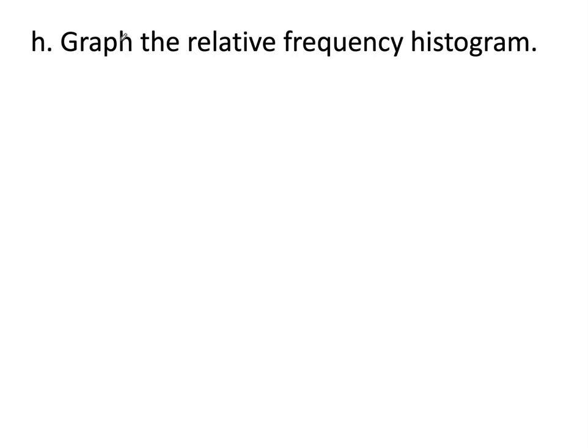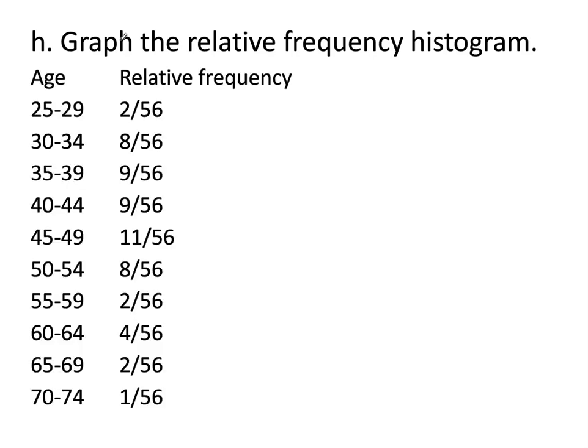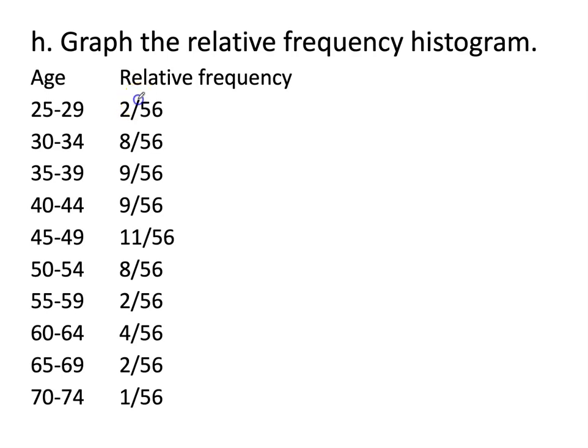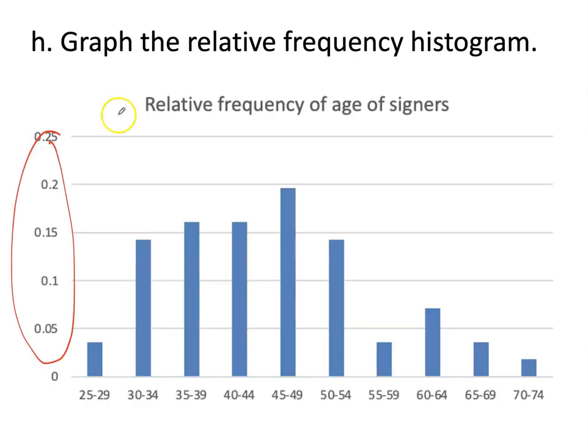Graph the relative frequency histogram. Here are the relative frequencies. When you make this into a histogram, you end up with something that looks like this. Notice on the side, instead of frequencies, we have relative frequencies. So for example, 25 to 29 is 2 out of 56, and that's why this is 2 out of 56.